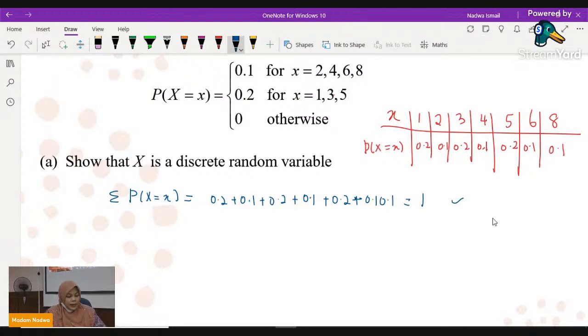Apa lagi satu syarat? Satu syarat lagi kata probability, setiap probability yang kita ada ni must be between 0 and 1. Adakah probability yang kita ada ni between 0 and 1? Ada tak yang kurang daripada kosong? Ataupun lebih daripada 1? Tak ada. Okay, so dia menepati syarat probability mesti between 0 and 1.